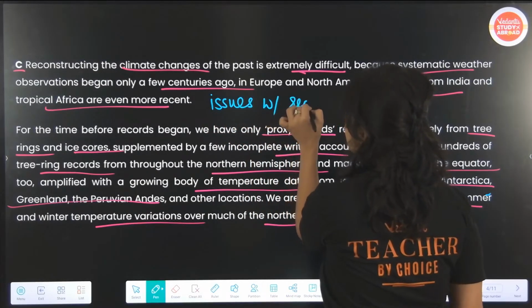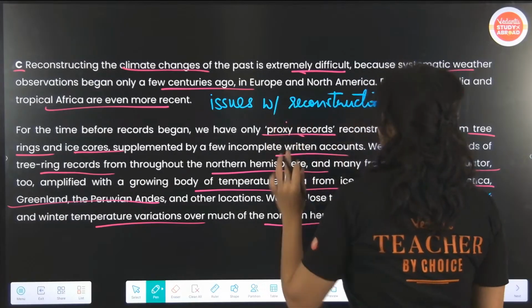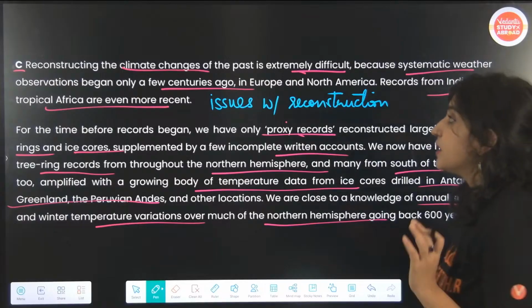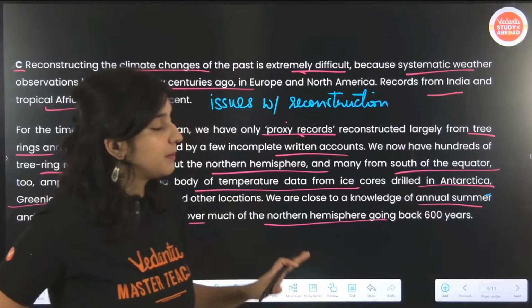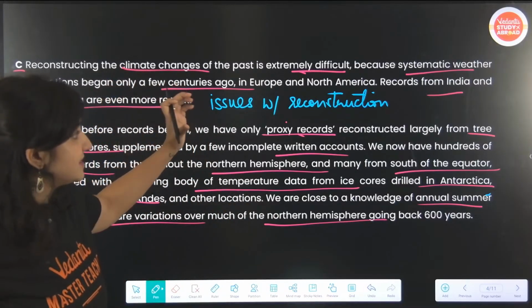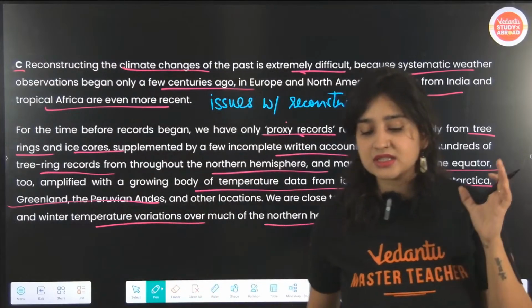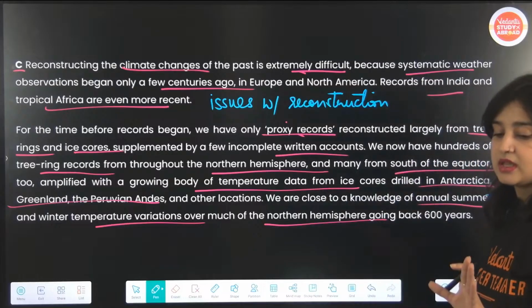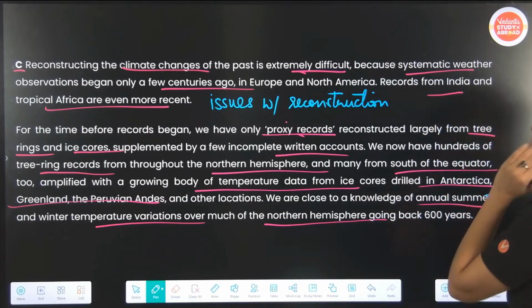with reconstruction. What are the problems? Why was reconstructing climate changes of the past a problem? Because systematic weather observations began recently and all the records and data that we have is quite recent. Okay? Yes, Tanmay, past climate record also works.